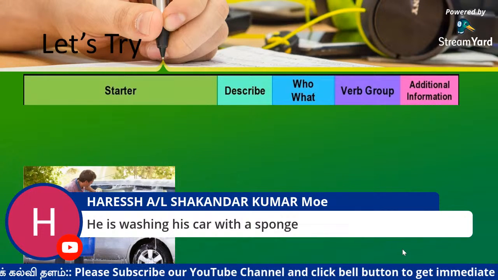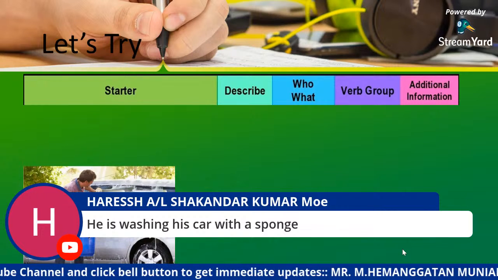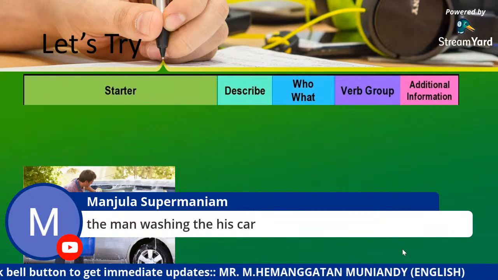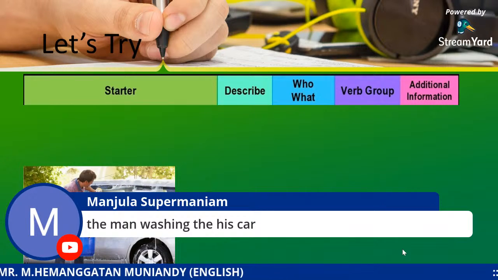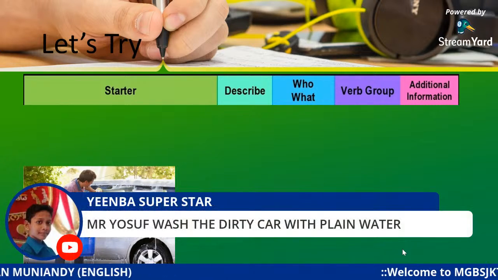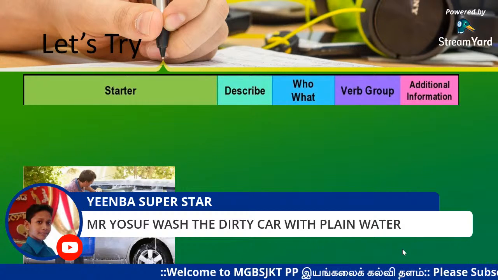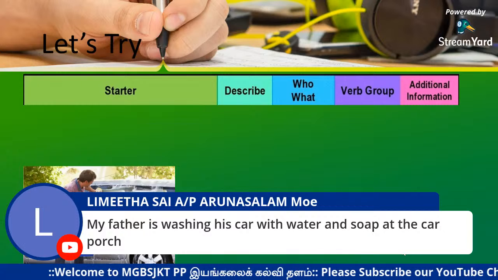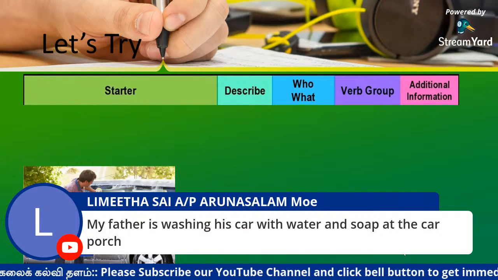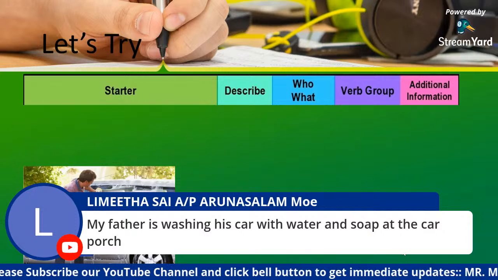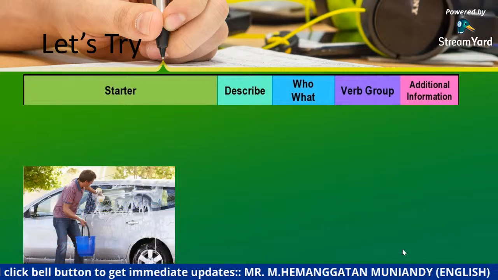Harish: He's washing his car with a sponge. Okay, good, Harish. He is washing his car with a sponge, right? Anyone else would like to try? Manjula: The man is washing his car. Good, Manjula. Yenba: Mr. Yusuf washed the dirty car with plain water. But I can see some soap there. Limita Sai: My father is washing his car with water and soap at the car porch. Very good, Limita.